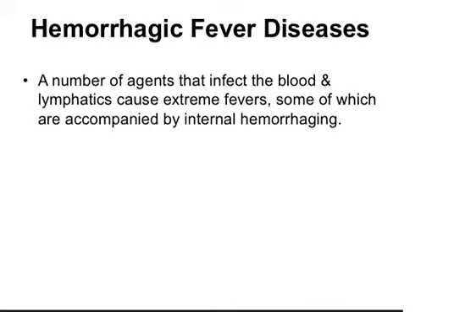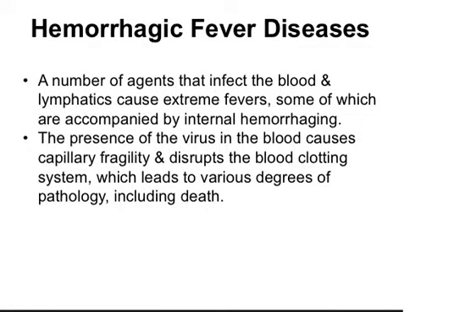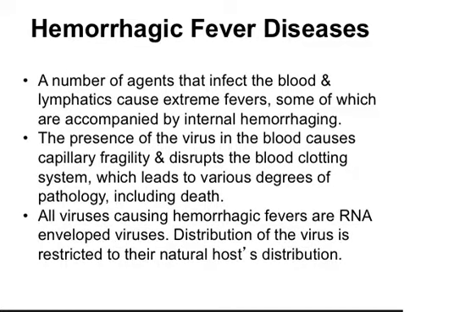Hemorrhagic fever. It's a number of agents that infect the blood and lymphatics, causing extreme fever, some of which are accompanied by internal hemorrhage. The presence of virus in the blood causes capillary fragility, disrupting blood clotting and leading to degrees of pathology, including death. All viruses causing hemorrhagic fever are RNA-enveloped viruses, and the distribution of the virus is restricted to their natural host distribution. So these viruses likely would have reverse transcriptase somewhere in the replication cycle.